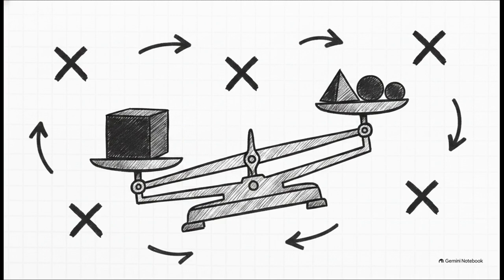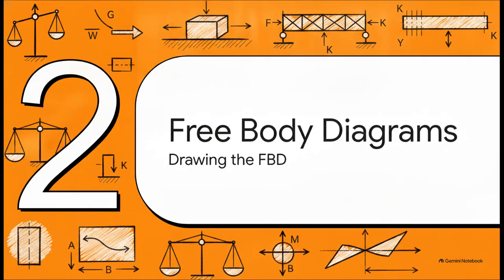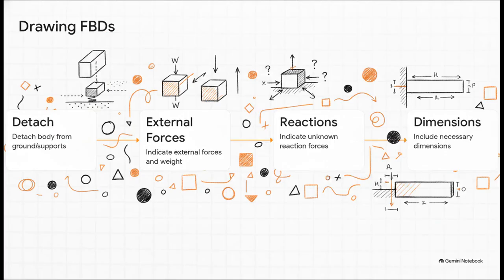All right, section 2, drawing free body diagrams, or FBDs. Following these exact steps chronologically is completely non-negotiable for problem solving. First, you have to mentally and visually detach the body from the ground and its supports. Next, indicate your external forces, and never forget the weight of the body itself. Third, indicate the point of application and the assumed direction of any unknown reaction forces. And finally, include all your necessary dimensions, because you're going to need those distances to accurately compute the moments of the forces.